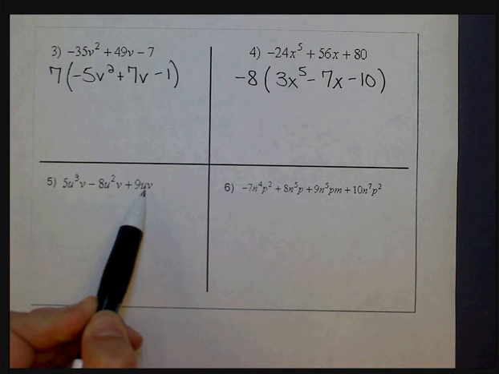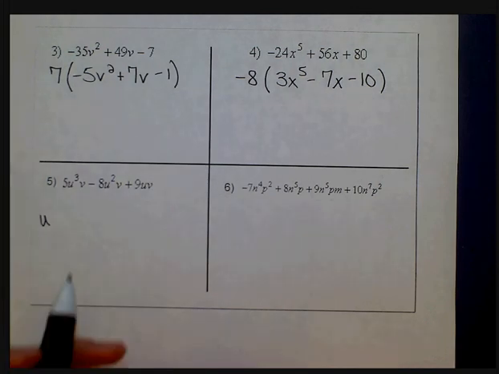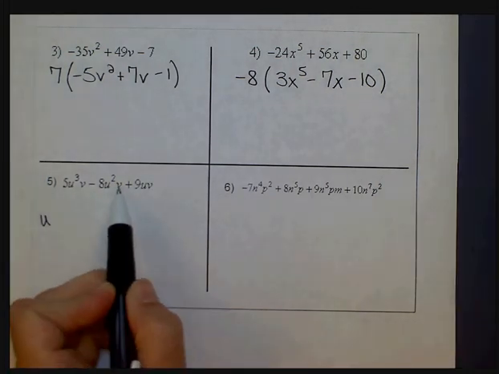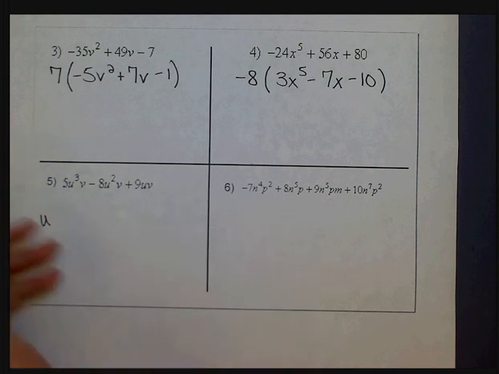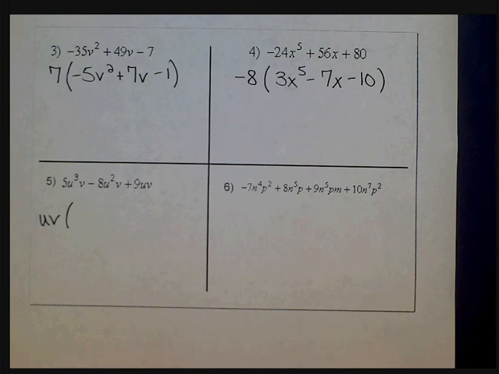They all have a u in common, so I want to pull out the u with the lowest power, and that would be this u to the 1st. So they have a u in common. Then I look, this term has a v, this term has a v, and this term has a v, so they all have a v in common. Now I'm ready to see what's left over.